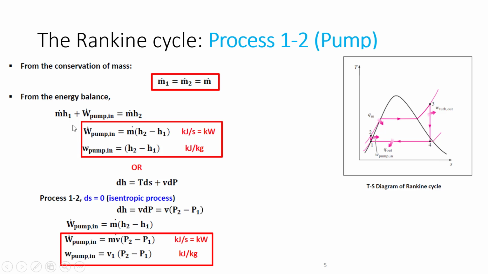So we rearrange it into this form, and then we divide by m dot, and we will get W, which is the specific work. Specific work equal to H2 minus H1. Or we can also write dH equal to TdS plus VdP, since H equal to U plus PV. So we can write it like this.